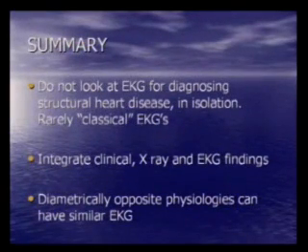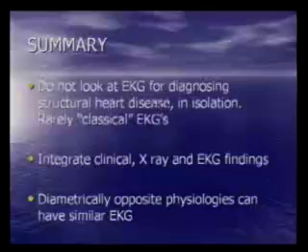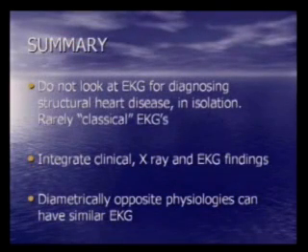You have to integrate clinical, X-ray and ECG findings, because remember that diametrically opposite physiologies can have similar ECGs. What do I mean by this? A patient of tetralogy of Fallot has decreased pulmonary blood flow, pulmonary stenosis physiology. A patient with Eisenmenger physiology has severe pulmonary hypertension, whereas a patient of tetralogy will have normal pulmonary artery pressure. So these are two diametrically opposite physiologies. One is an Eisenmenger, the other is a decreased pulmonary blood flow like tetralogy.